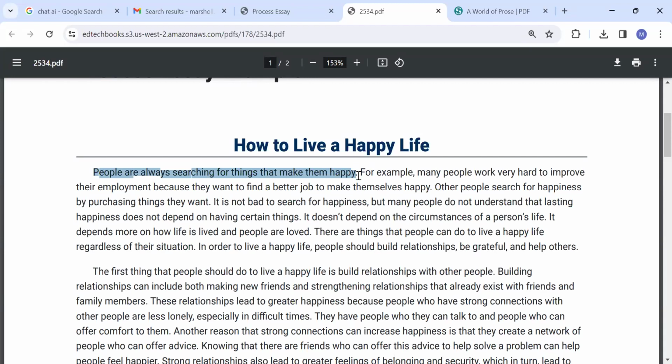So this is why I say for your grabber or your introductory sentence, make it a fun fact. Like this one, people are always searching for things to make them happy. This is a fun fact. Or make it a quotation, or make it a current event, some sort of fact from a current event. And this is called your introductory sentence. So please write down number one, introductory sentence.